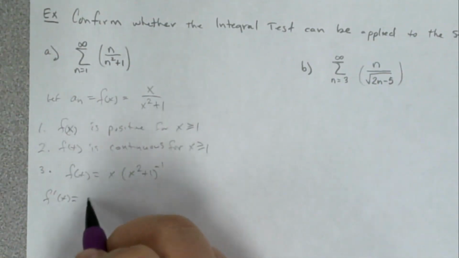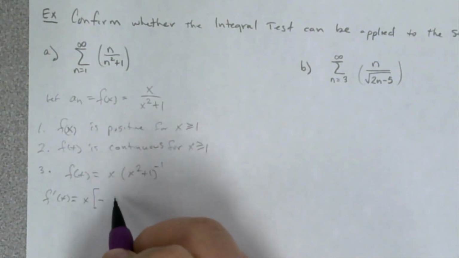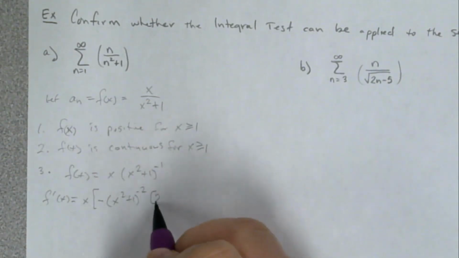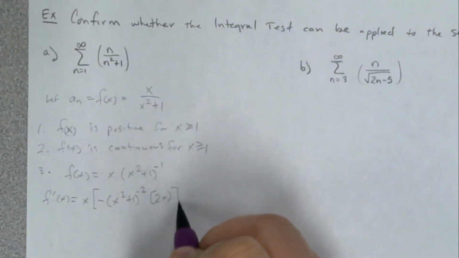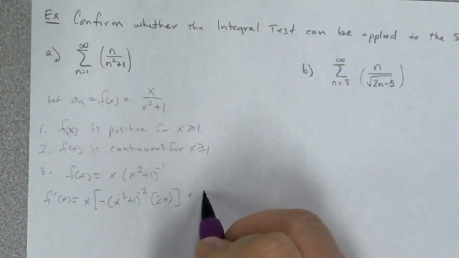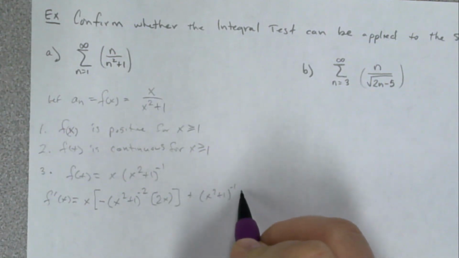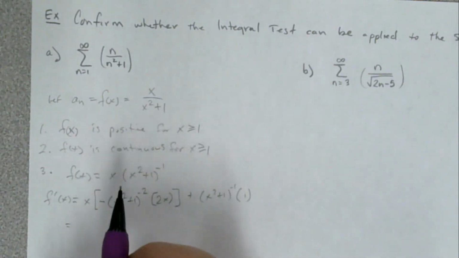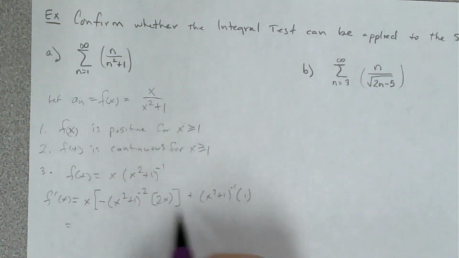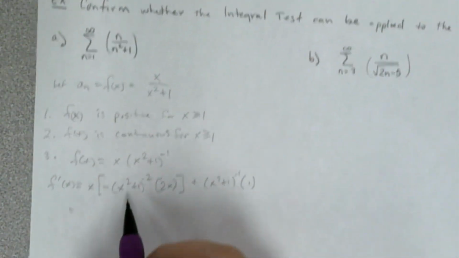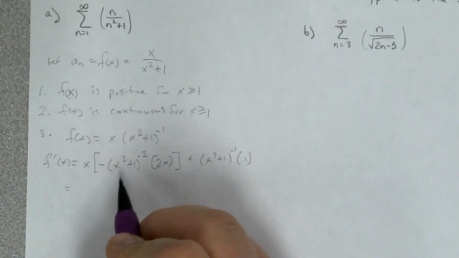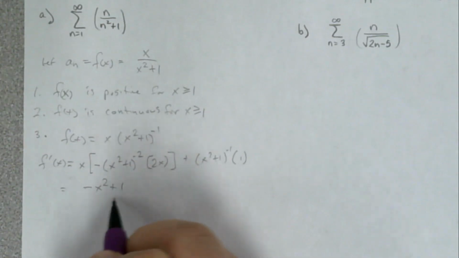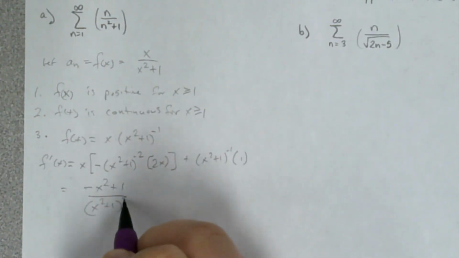So we have the first times the derivative of the second, so it'll be this negative 2, and then times the derivative on the inside, which is a 2x. And then plus the second times the derivative of the first, which is 1. And then we can clean this all up and see what we have. I'm going to save us some time in all the simplifications of this. Make sure you can simplify this out, so you can make a judgment call on whether it's going to be positive or negative. And I have this right here over (x squared plus 1) quantity squared.